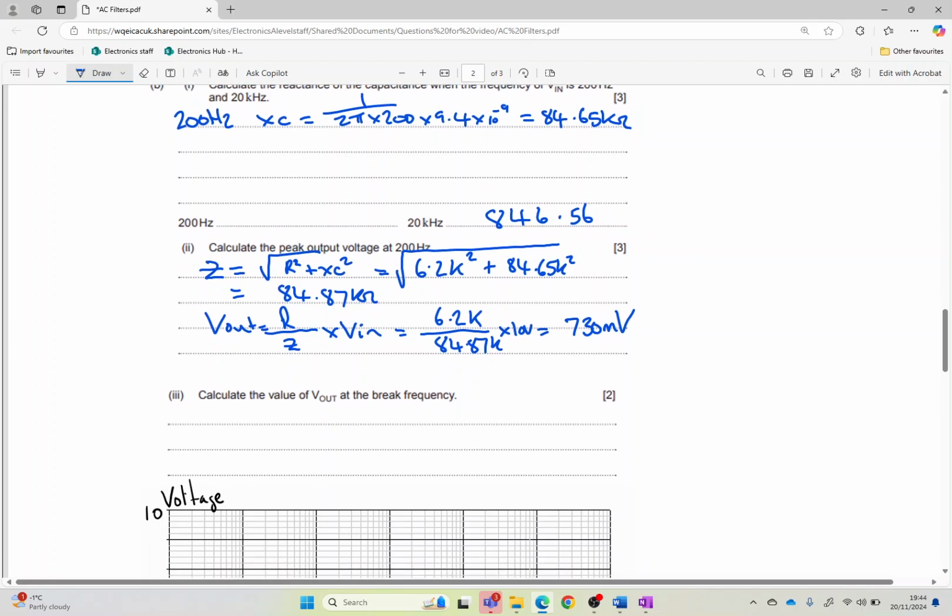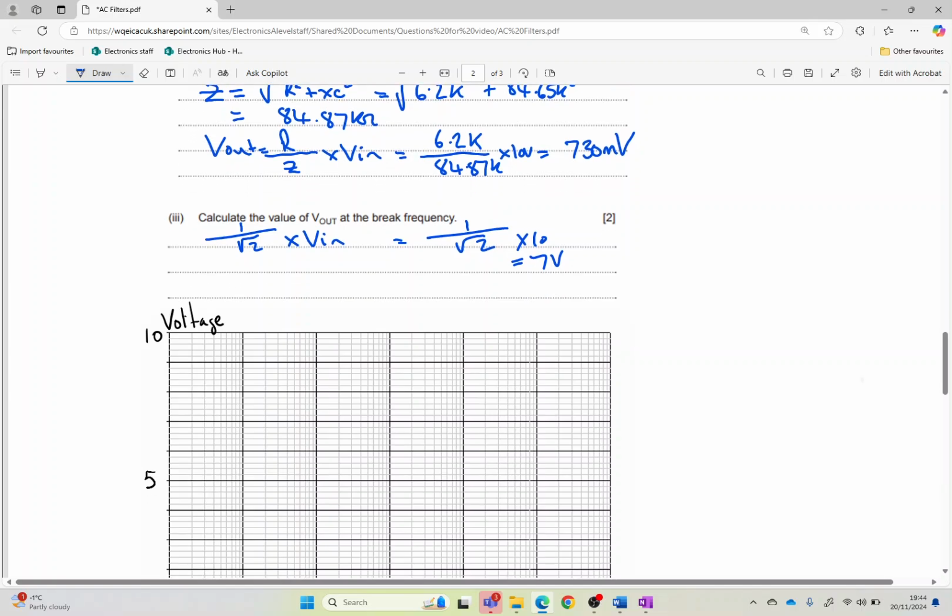For the break frequency, we can just do a quick approximation, which is going to be 70% of our maximum, or if you want to do it a little bit more accurately, it's going to be 1 over root 2 times by our V in. So that's 1 over root 2, or 0.7, times by our 10 volts, which equals approximately 7 volts.